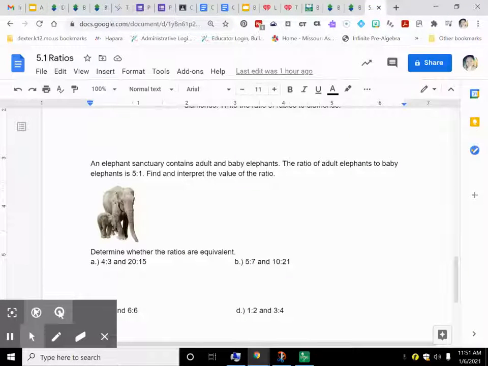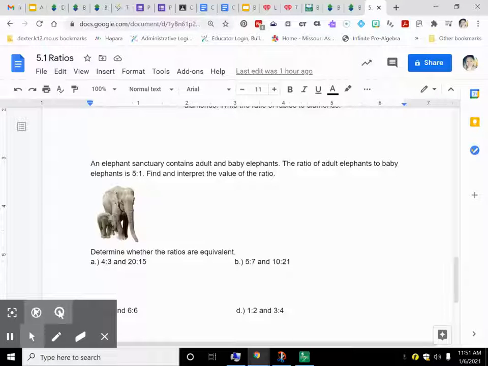It says, an elephant sanctuary contains adult and baby elephants. The ratio of adult to baby elephants is 5 to 1. Find and interpret the value of the ratio. Okay, so here's a kind of cheat shortcut to figure out how to interpret it. If I can have everyone's attention, please, heads up, facing the front. Notice it says adult elephants to baby elephants. So it's adult to baby. And that ratio is 5 to 1.